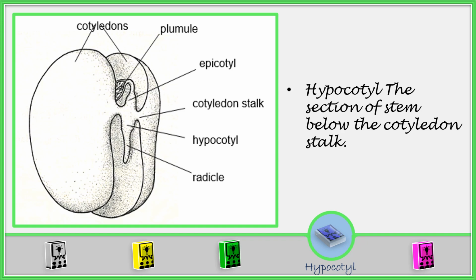We have the hypocotyle. Hypocotyle is the section of the stem below the cotyledon stalk. So here we have the cotyledon stalk, but that part of the stem below the cotyledon stalk is what we call the hypocotyle.